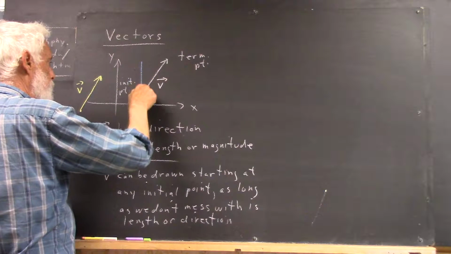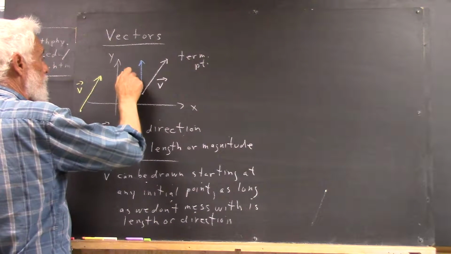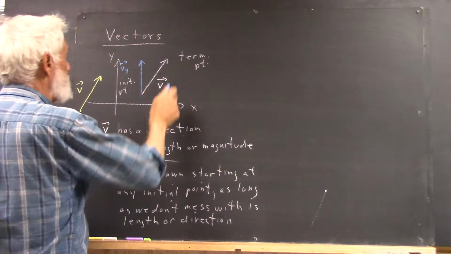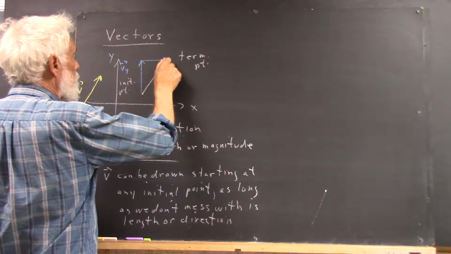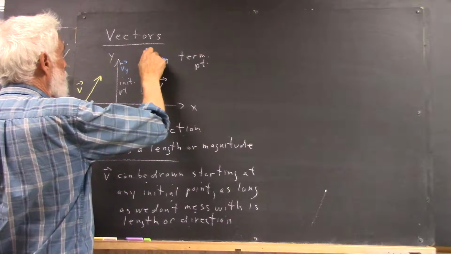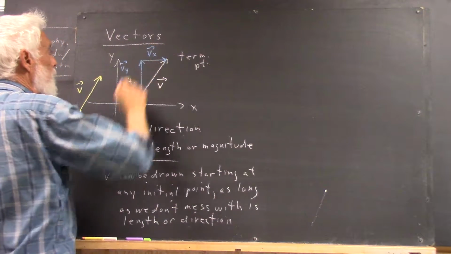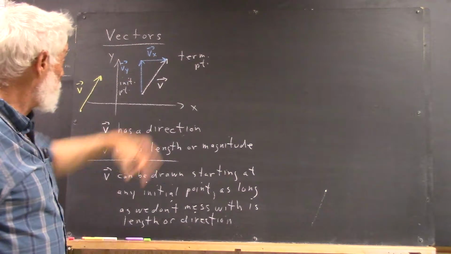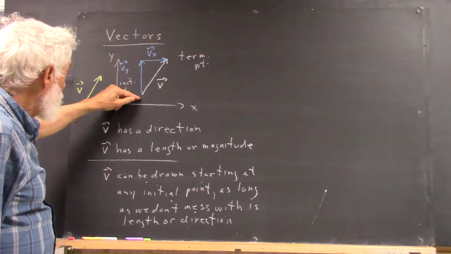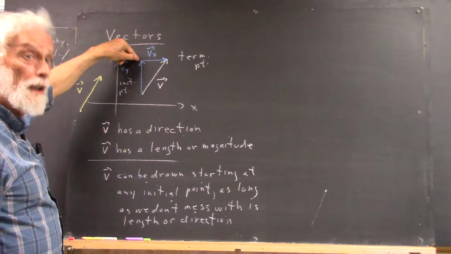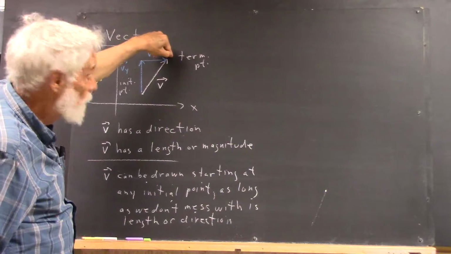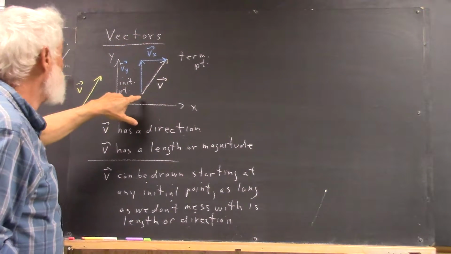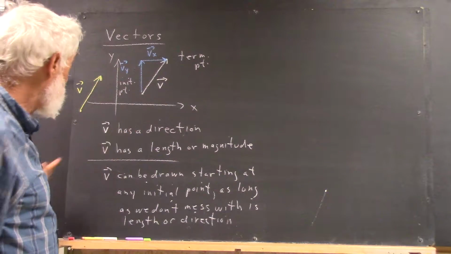I could draw another vector purely in the y direction and call this v sub y, and another vector purely in the x direction and call this v sub x. Okay, to get from the initial point to the terminal point, I can go along the vector v sub y, and then from the terminal point of that vector, I can go over to the terminal point of the vector v when it's drawn from this initial point.